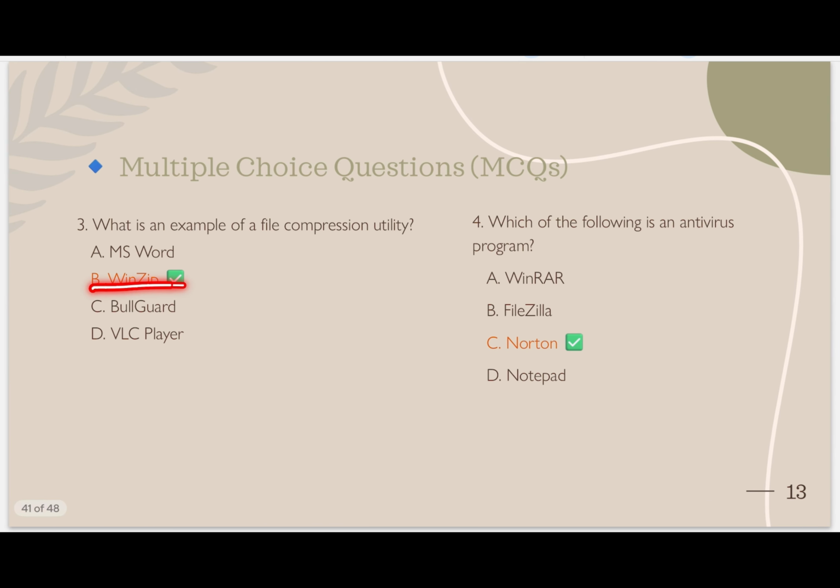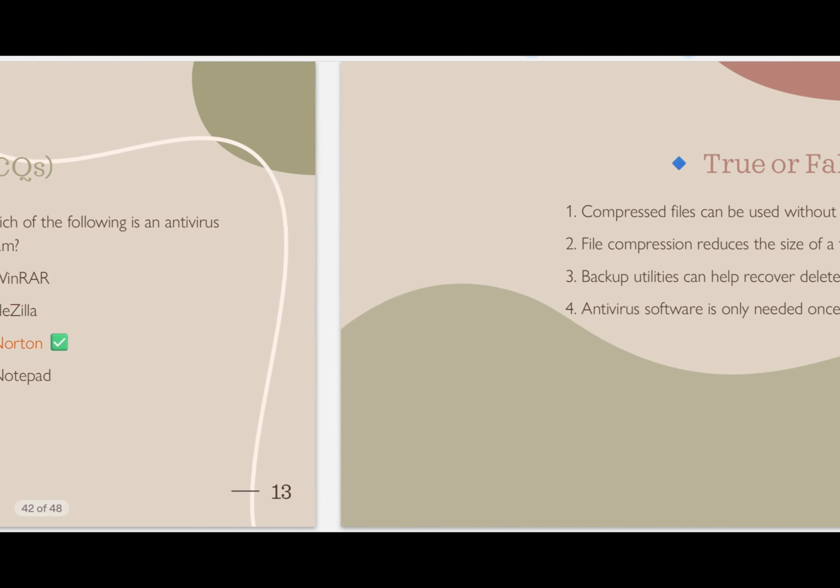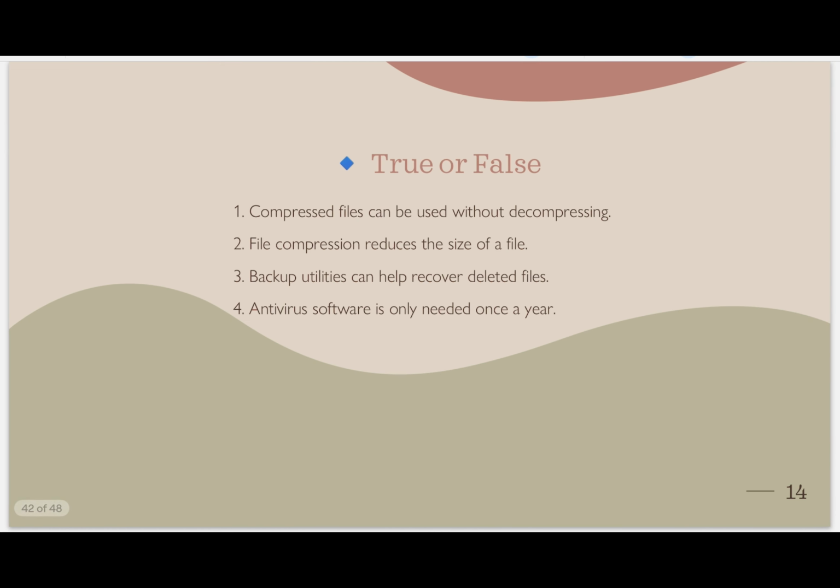See, WinZip and Norton. Now true and false. Compressed file can be used without decompression. Is it true? No, it is not true. If we want to use a compressed file, first we need to decompress it. Without that we cannot use that file. File compression reduces the size of the file. Correct? Yes, correct. It reduces the size of the file.